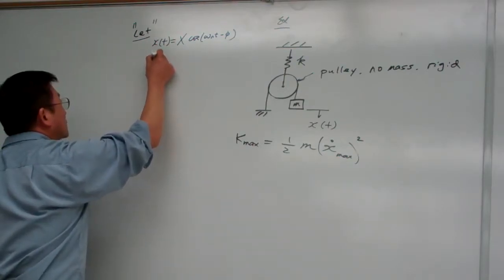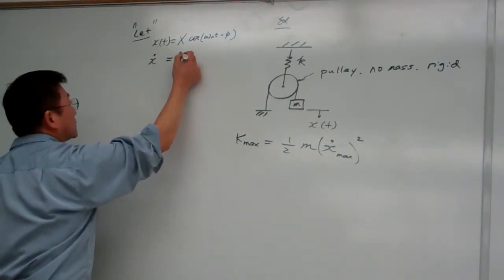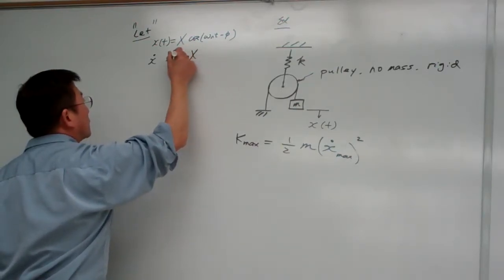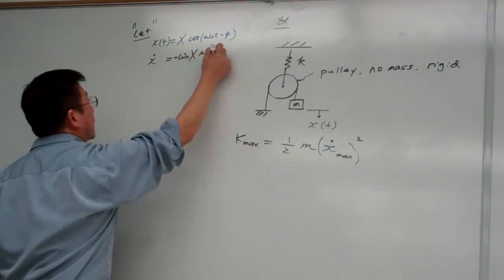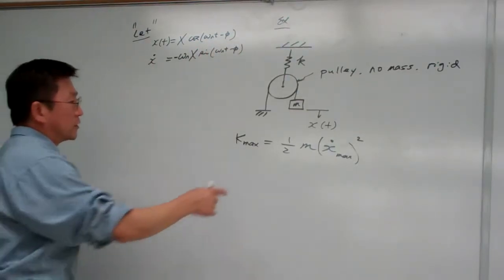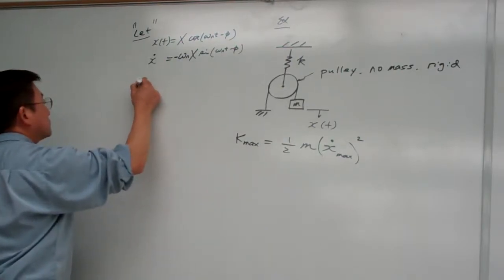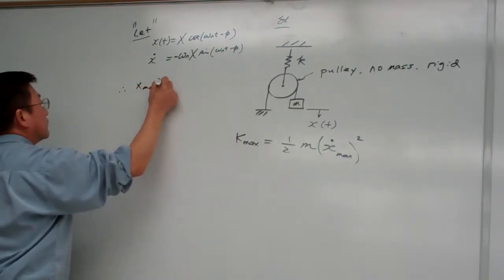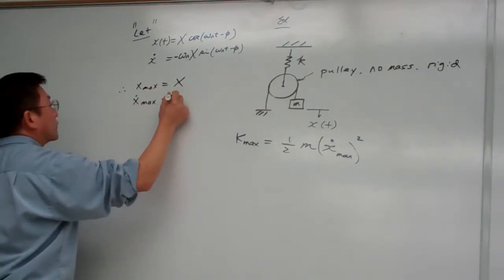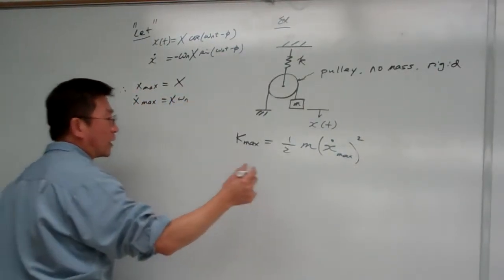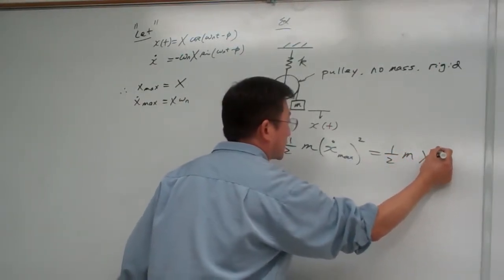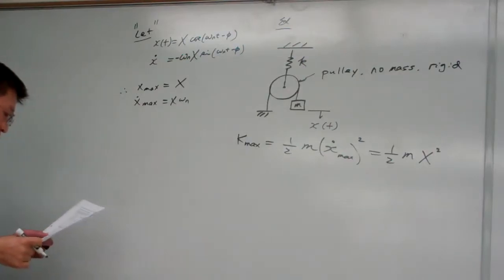And then here we take the derivative, and that is similar to before: omega n X times minus sine of omega nt minus phi. Okay, so here the maximum x equals X, and x dot maximum equals X omega n. So we plug in here, so it's 1/2 m times capital X squared. Okay.